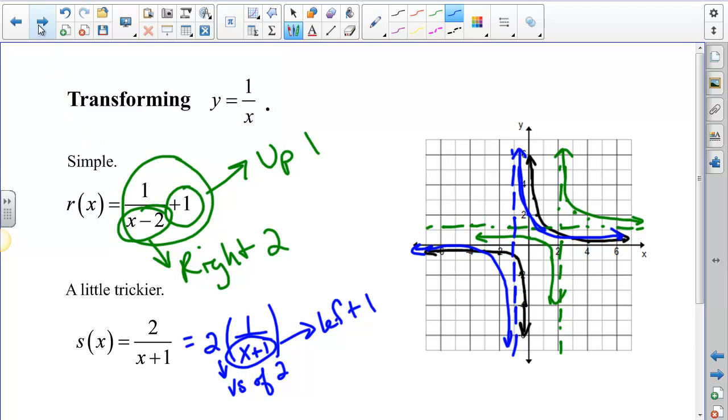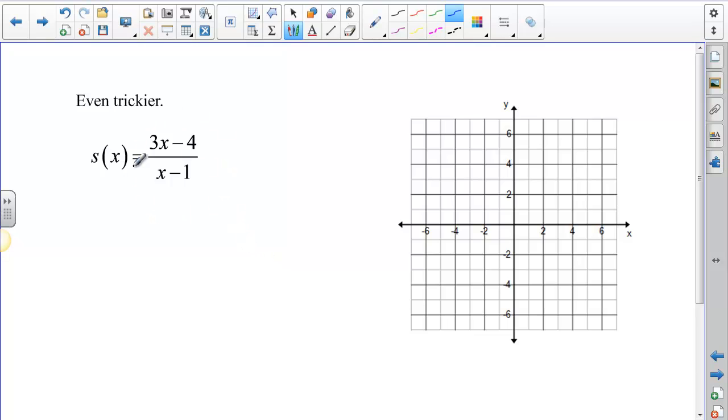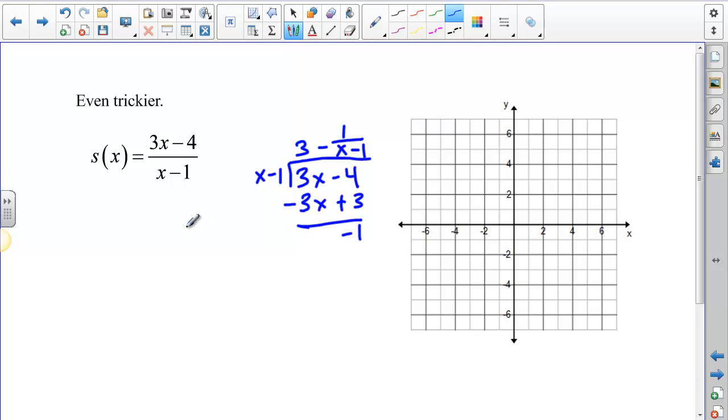And then one last one is something like this. And here we can't easily take a number out. Here it's not easy to see what the transformations are. So what we should do with this one is we should do division. Now I'm going to do long division. You could also do synthetic division, I guess, if you wanted to. 3x minus 4 goes into, or divided by x minus 1. And we say what times x is 3x, and that's a 3. So I multiply down 3x minus 3. Change my signs and add, and I get -1 as my remainder. So I get -1 over x minus 1.